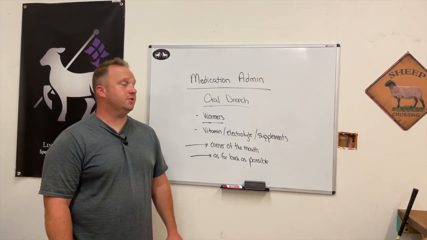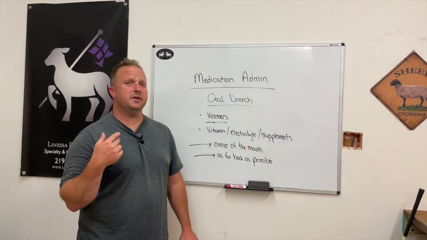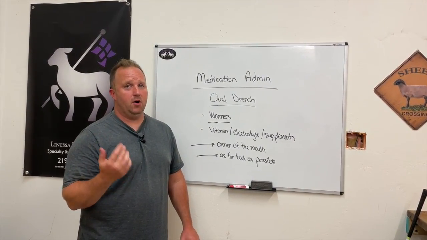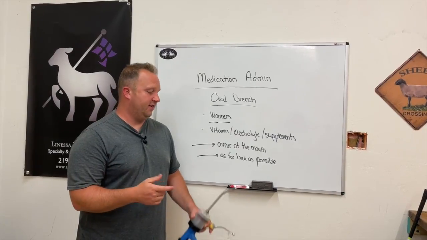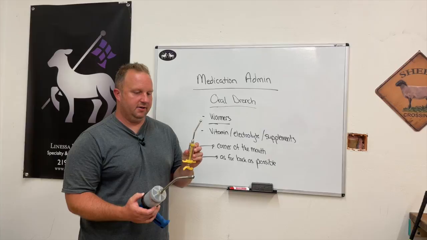All right, so the next one we're going to talk about is oral drench. When I refer to oral drench, we're just talking about giving a quantity of fluid through the mouth to the animal all at one time. There's various sizes of drenching guns that you can use. This is a 30 milliliter drenching gun.